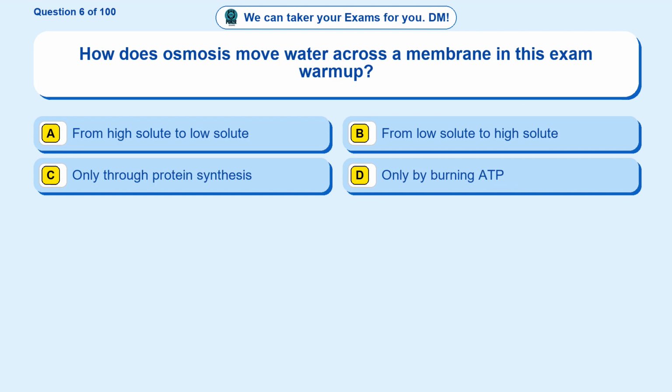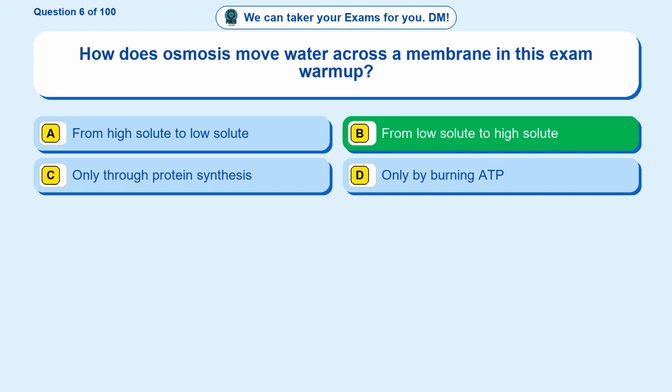Question 6. How does osmosis move water across a membrane in this exam warm-up? Option A, from high solute to low solute. Option B, from low solute to high solute. Option C, only through protein synthesis. Option D, only by burning ATP. The correct answer is option B, from low solute to high solute.